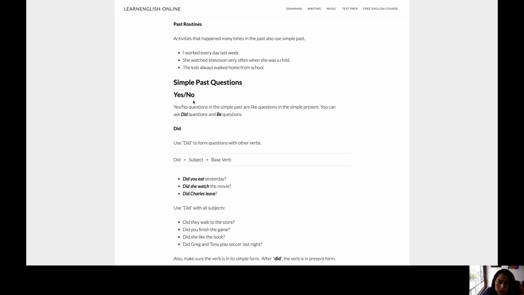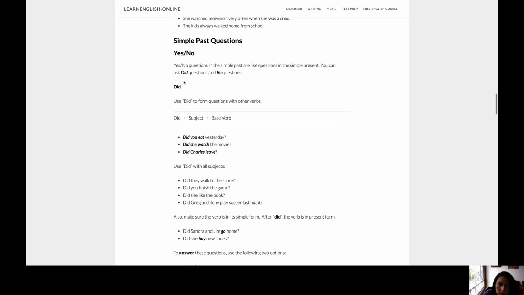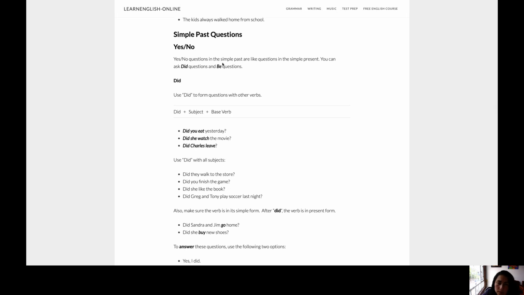Entonces, recordemos que nosotros en el presente hablábamos sobre preguntas de sí o no, ¿sí? Y lo mismo va a suceder con el pasado, solo que ya no vamos a utilizar ni do, ni does, sino en este caso nuestro auxiliar del pasado va a ser did, para preguntar. Entonces dice que podemos hacer preguntas con did o podemos hacer preguntas con be. ¿Y por qué preguntas con be? Because don't forget that be is our superhero verb and he doesn't need did. ¿Sí? Entonces el verbo to be, acuérdense que no necesita este did. Él solito puede hacer las preguntas o puede negar.